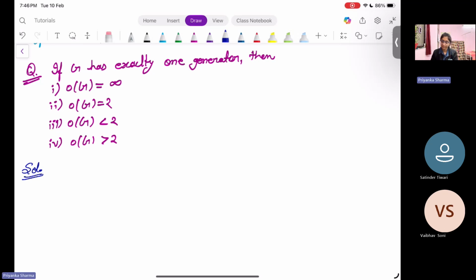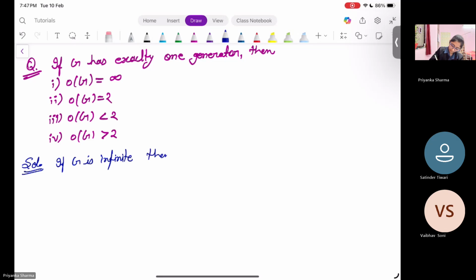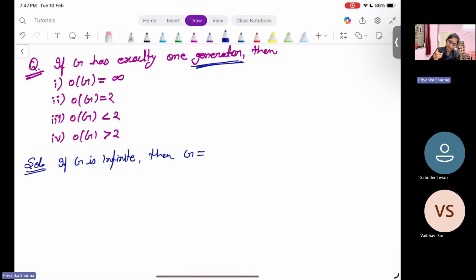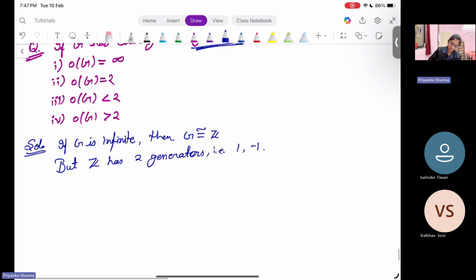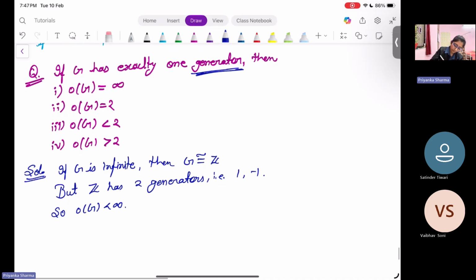So G has exactly one generator. We don't know till now whether G is finite or infinite, so there can be two cases: G is finite or G is infinite. If G is infinite, then as we are already considering a generator, G will be cyclic. So G is an infinite cyclic group and will be isomorphic to Z, but Z has two generators, 1 and -1. So G cannot be infinite, because G has exactly one generator. So this is false.